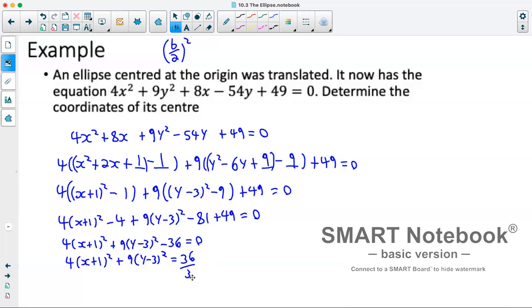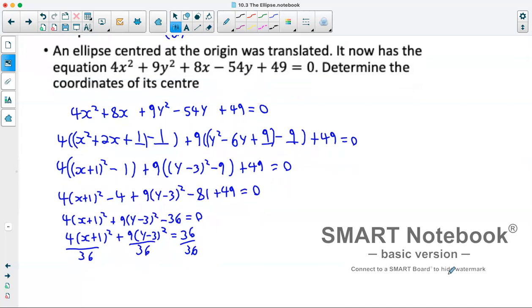Divide everything by 36 to get this a 1. And we'll reduce to lower terms. So we have x plus 1 squared over 9 plus y minus 3 squared over 4 equals 1. So here's our overall equation in standard form.